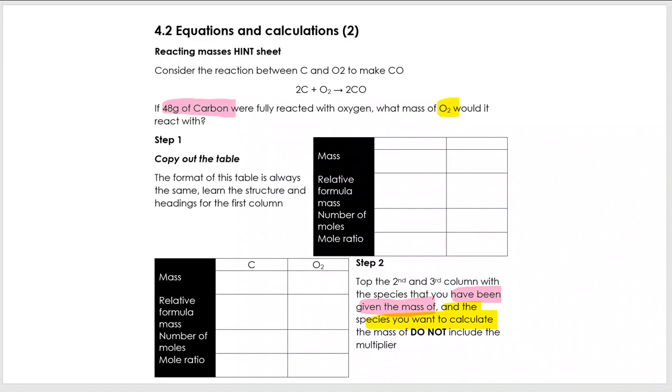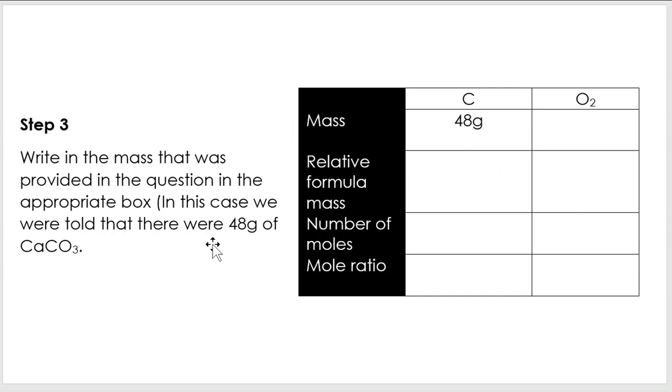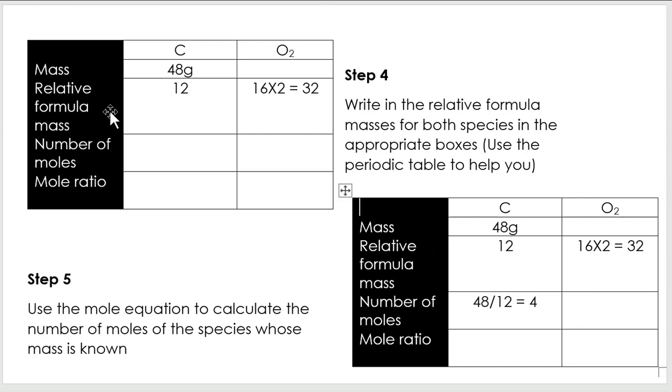At that point, I can now start to fill in the table. So I'm going to start by saying that if I've got 48 grams of calcium carbonate, 48 grams of, it's actually carbon, so apologies for the typo there. But then I can put in my relative masses. I've got O2, which is 16 times 2 is 32, and I've got carbon, which has a mass number of 12. Now, because I have got the mass and the relative formula mass, I can work out the number of moles of carbon.